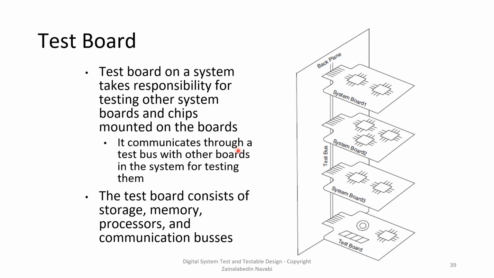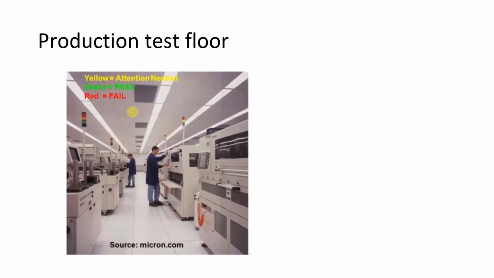So this is a description you can read. This is called a test board. You have the backplane. And this particular textbook, Navabi, you can see the details. You can open that book and read more about this. This is how a tester looks like. These are the ATE machines.